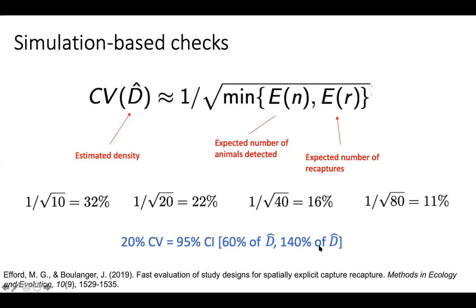And the reason why that's important is that that's quite a good CV by snow leopard standards, but it only gives you the power to detect changes that are quite big. So 30 to 40% changes in density are the kinds of sizes of changes that you can pick up with this kind of CV.